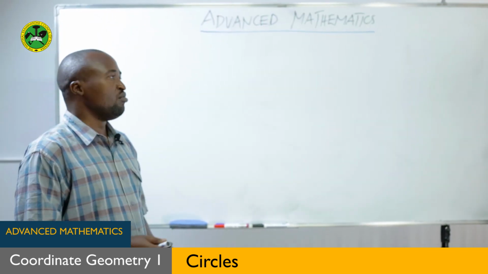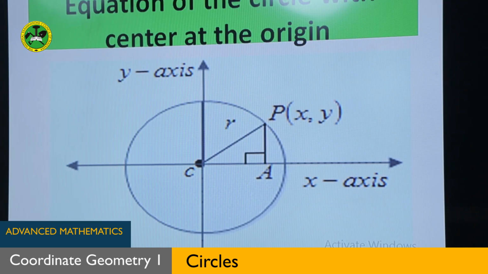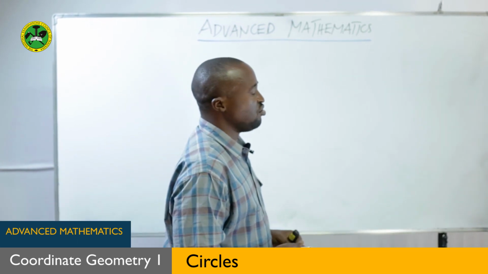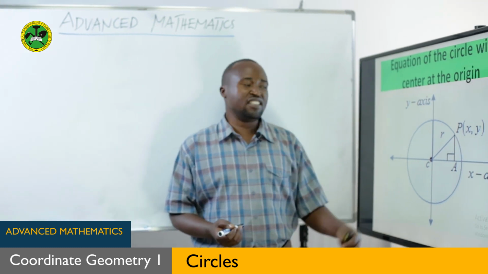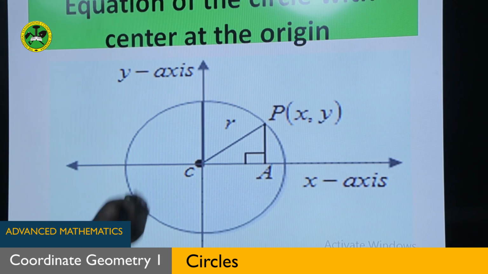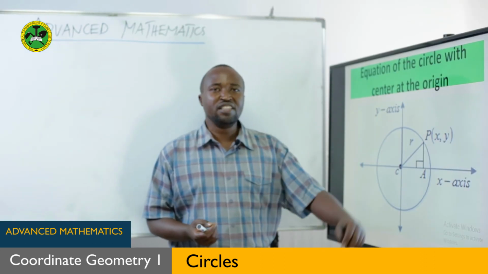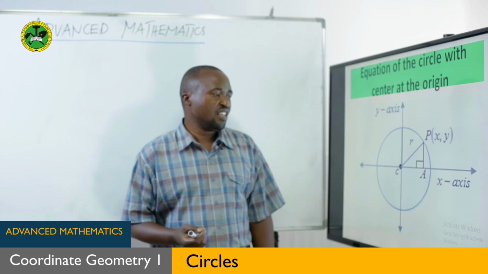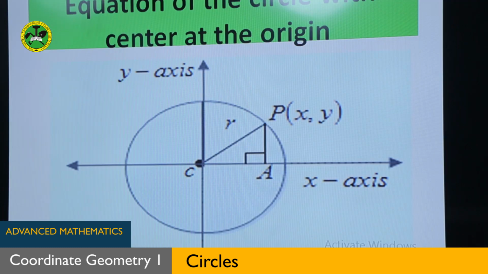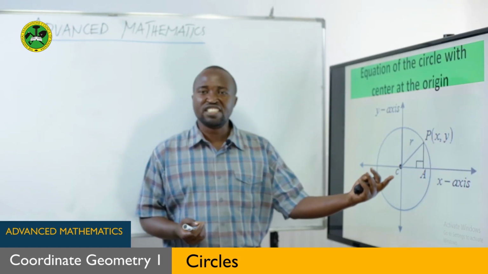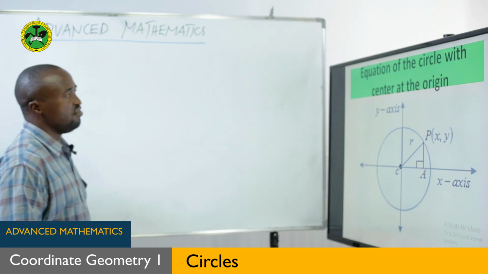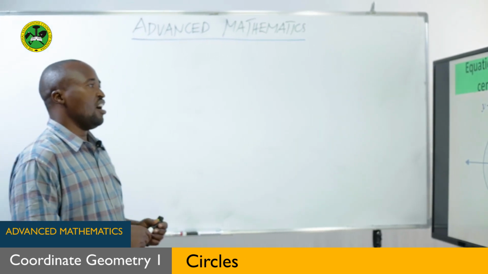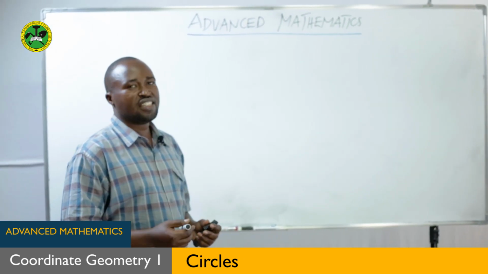So student, we are starting with the equation of a circle centered at the origin. Now here we have a circle in the XY plane. So here there is a center C, at the origin. Origin means 0, 0. So again here we have the coordinate P, which is X, Y, and another coordinate that is A. And of course here we are going to consider the triangle CPA. Now let us see how to derive the general equation of the circle with the center at the origin.